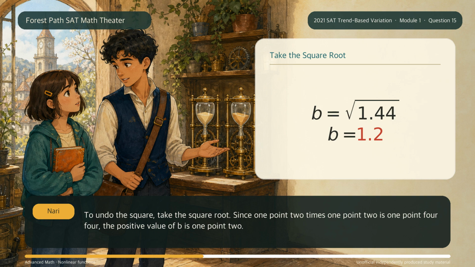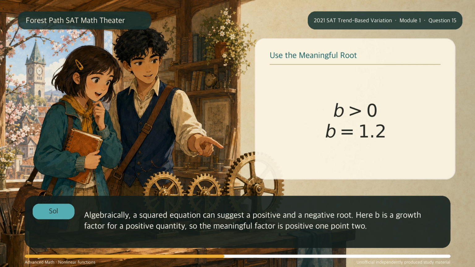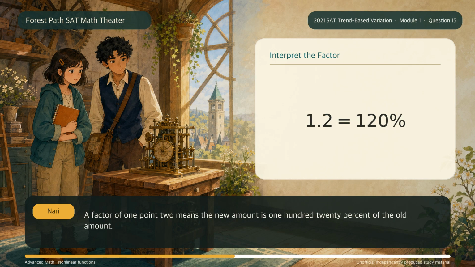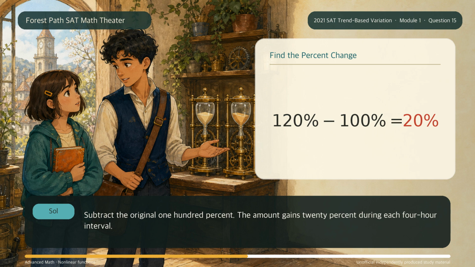To undo the square, take the square root. Since 1.2 times 1.2 is 1.44, the positive value of B is 1.2. Algebraically, a squared equation can suggest a positive and a negative root. Here B is a growth factor for a positive quantity, so the meaningful factor is positive 1.2. A factor of 1.2 means the new amount is 120% of the old amount. Subtract the original 100%. The amount gains 20% during each 4-hour interval.